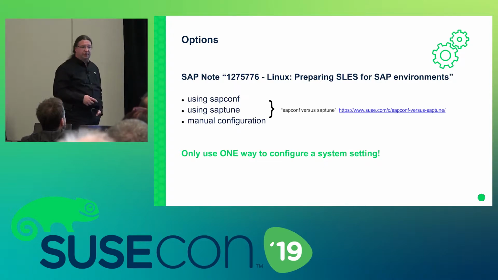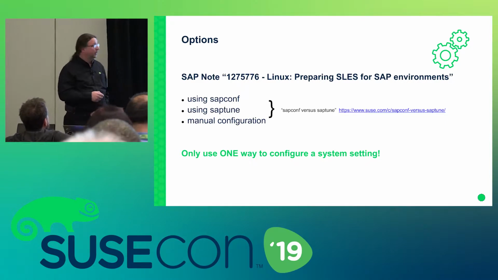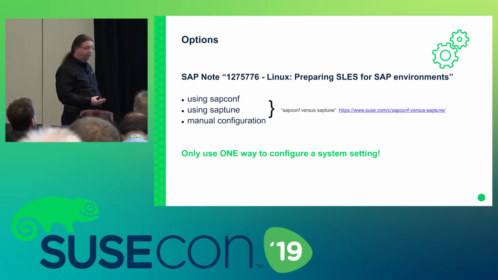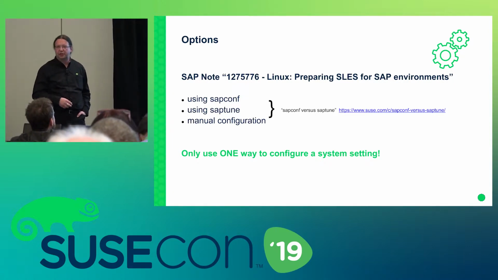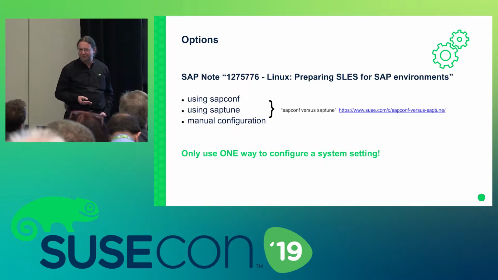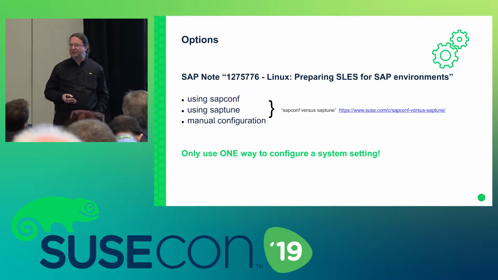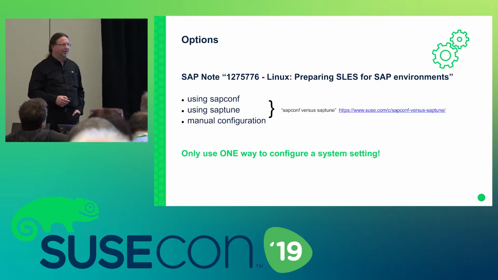sapconf is the one that's generically available for SLES and for SLES for SAP. Saptune is the one that is available as part of SLES for SAP. That's agnostic to the workload you're trying to put on the system. And obviously, there is also the way to do manual configuration or use your own tooling. A best practice, which is an obvious best practice, is just use one tool and not all three at the same time. That's making troubleshooting very hard or keeps you very busy. I mean, whatever you prefer in that way.